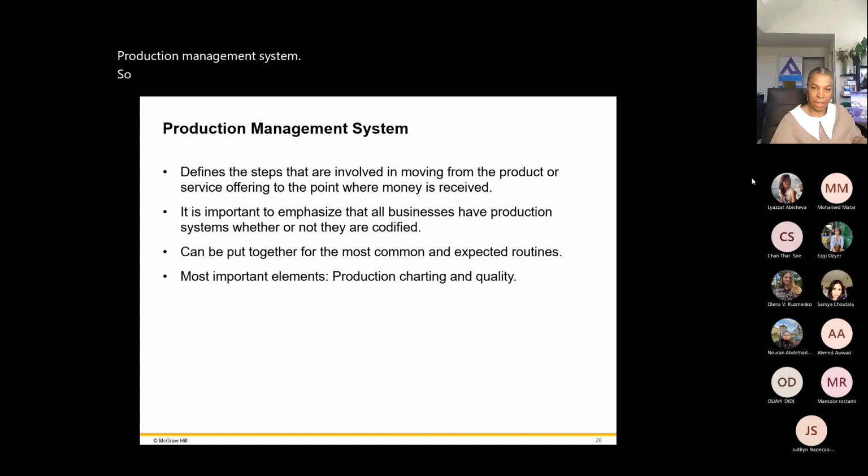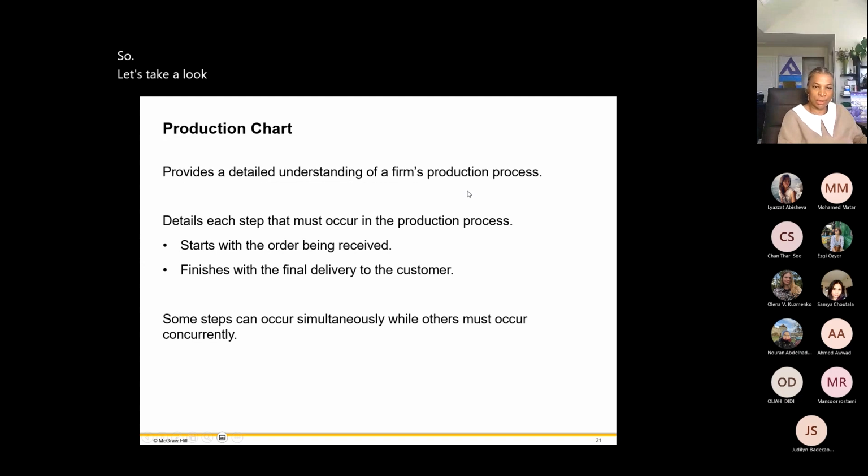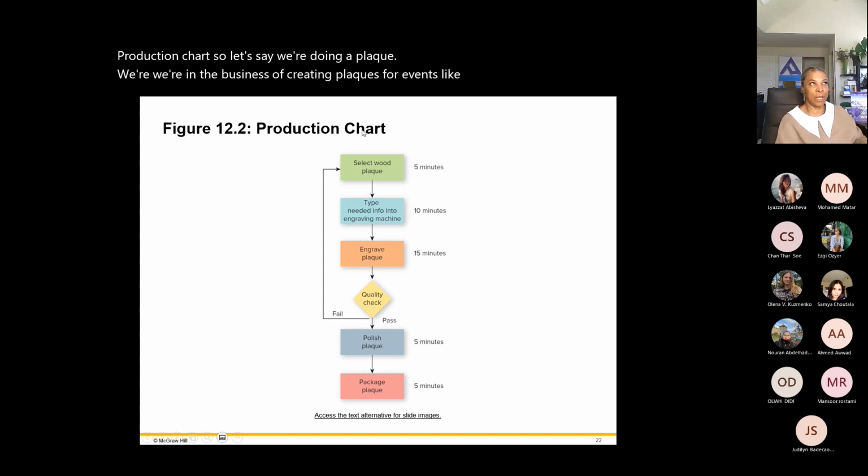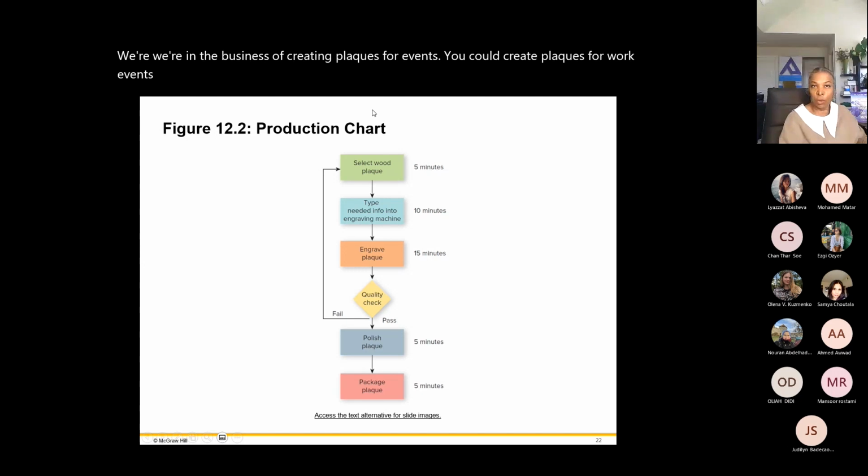So let's take a look at the production task. All right, production chart. Let's say we're doing a plaque. We're in the business of creating plaques for events. You can create plaques for work events. You can for schools. You might give a plaque to your spouse, best spouse ever. So this is my production chart.